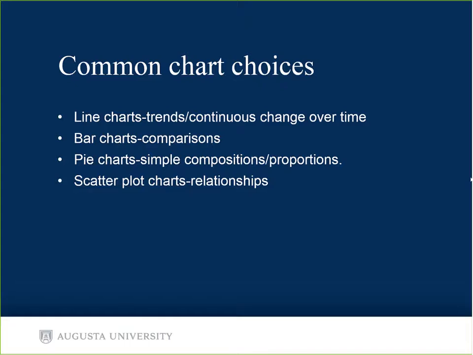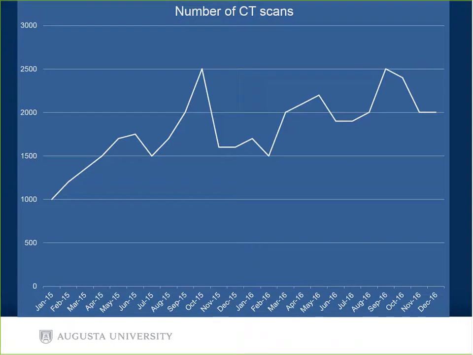So what I'd like to do is just show a couple of examples of charts. This first one is a line chart, and you can see on the x-axis that we have year and months broken down, so that's the time axis. And then we have volume of CT scans or number of CT scans on the y-axis. And we're looking at variation over time in the number of CT scans performed per month. And this is actually just sample data. This isn't data from any particular hospital.